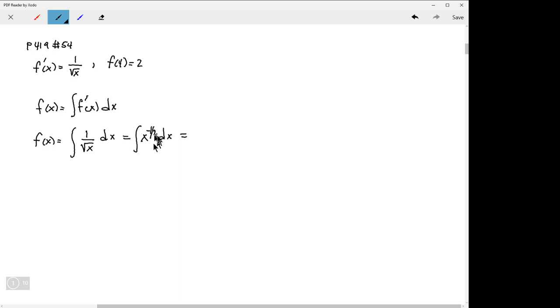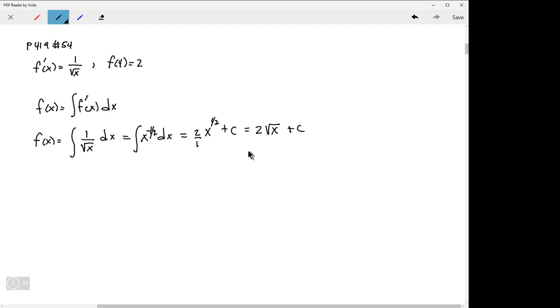All right, so to take the antiderivative of this, I have to add 1 and divide. If I add 1 to negative 1/2, I get x to the 1/2. Now, if I divide by 1/2, that's the same thing as multiplying by 2 over 1, plus c. So I get 2 times x to the 1/2, which is the square root of x, plus c.